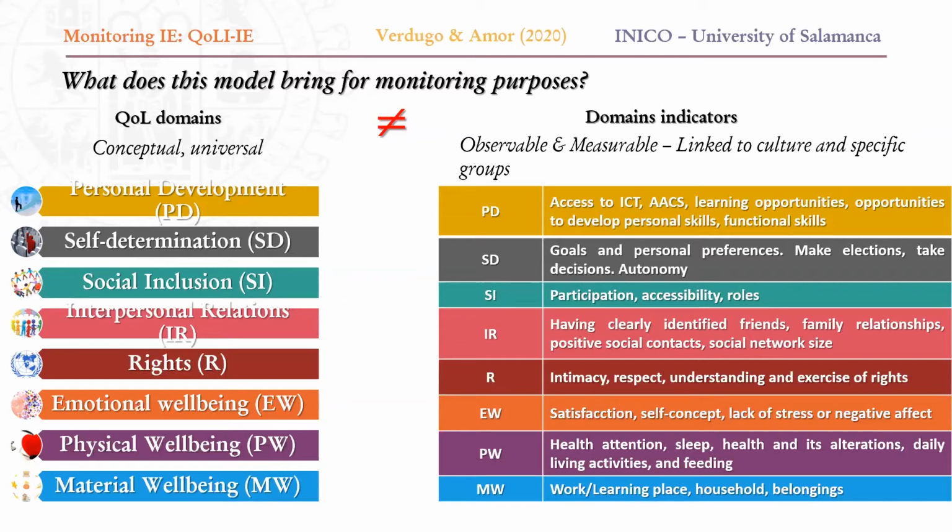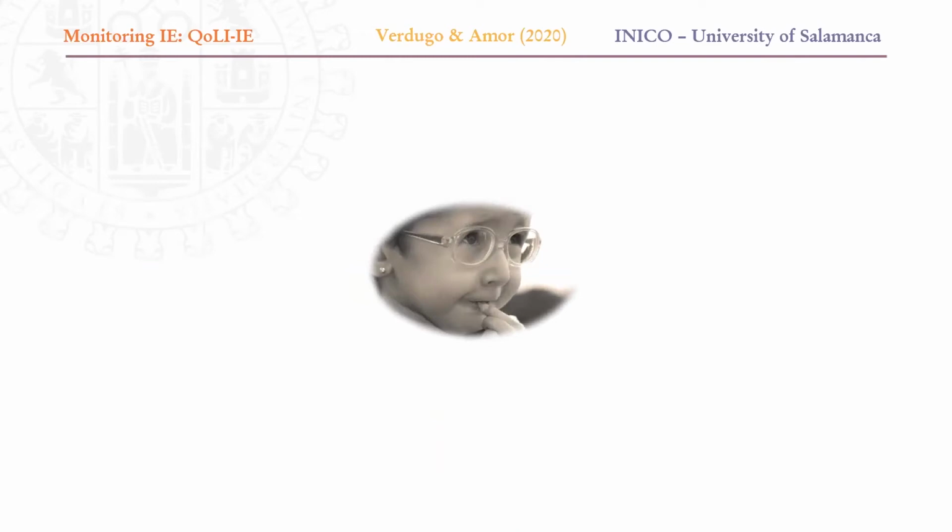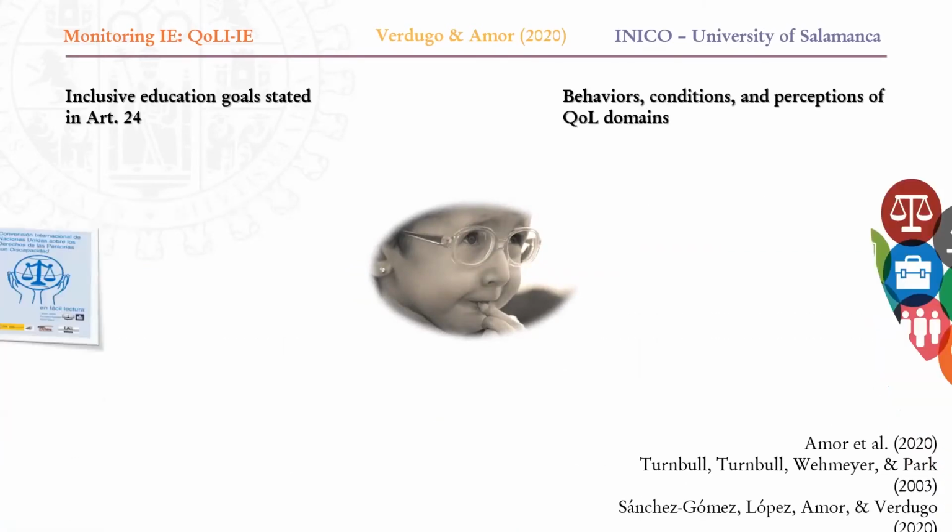of quality of life. In this sense, to monitor inclusive education through the quality of life model, it is necessary to work with the indicators. We need to develop a set of indicators relevant for the target population, in our case, for the group of students with intellectual disability. Working with the core indicators of the quality of life domains is critical, since the research has shown that the indicators of the domains are sensitive to the goals of the United Nations articles.